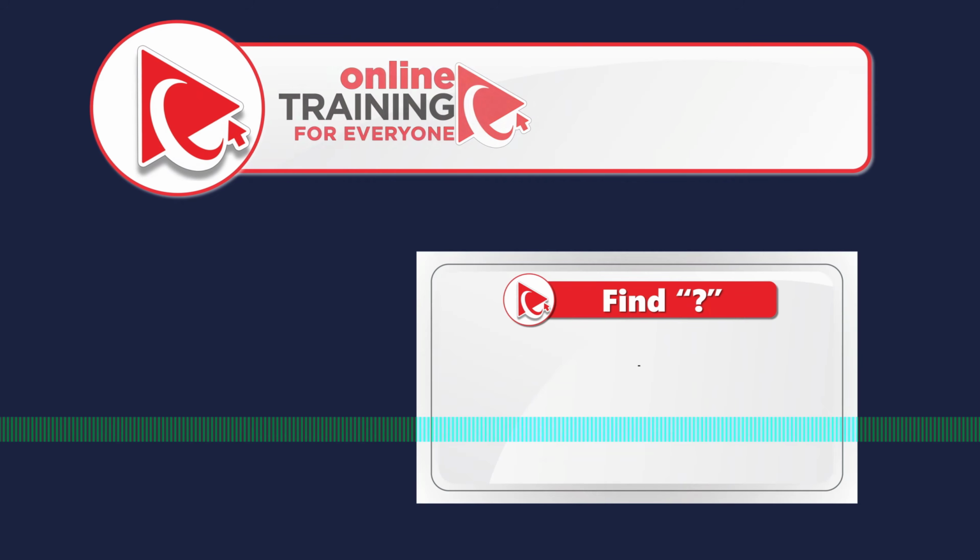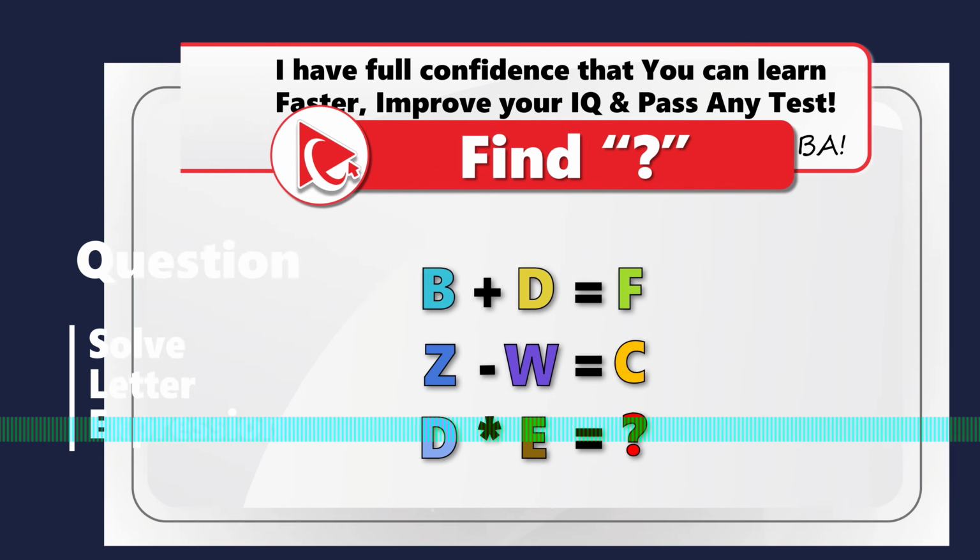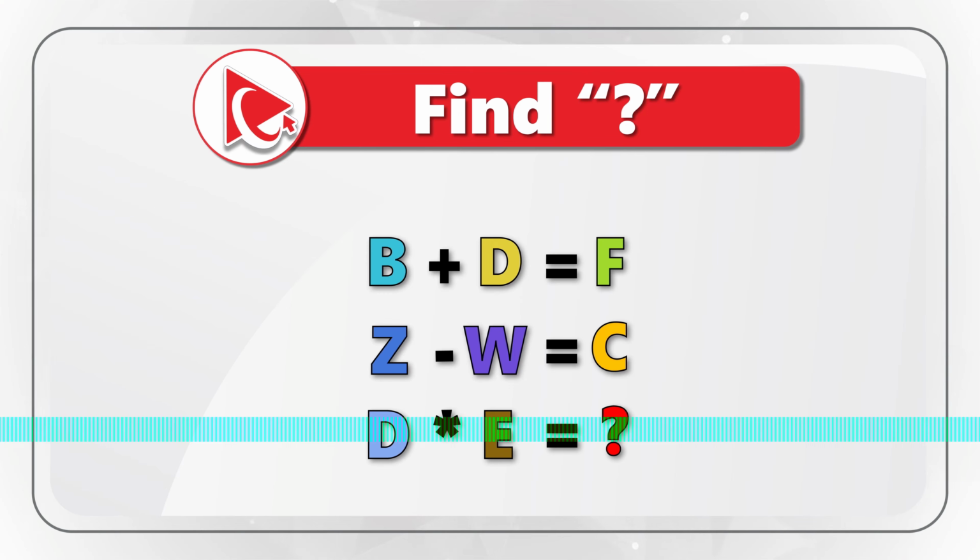There's no better question to boost your IQ and brain power. You're presented with 3 expressions, and you need to find the missing item in the third expression. The first expression is B plus D equals F. The second expression is Z minus W equals C. And the third expression is D multiplied by E equals missing item.